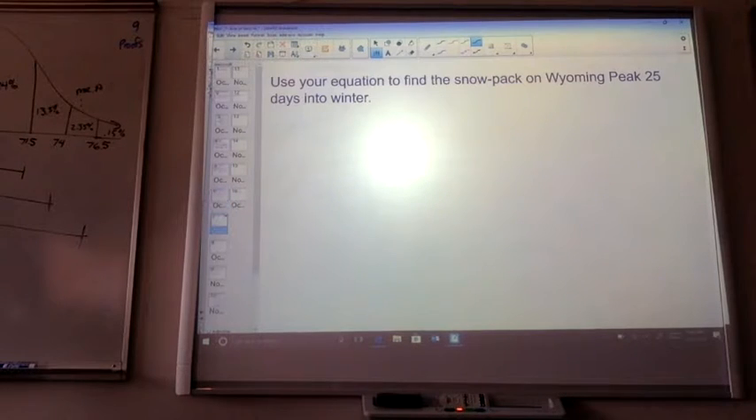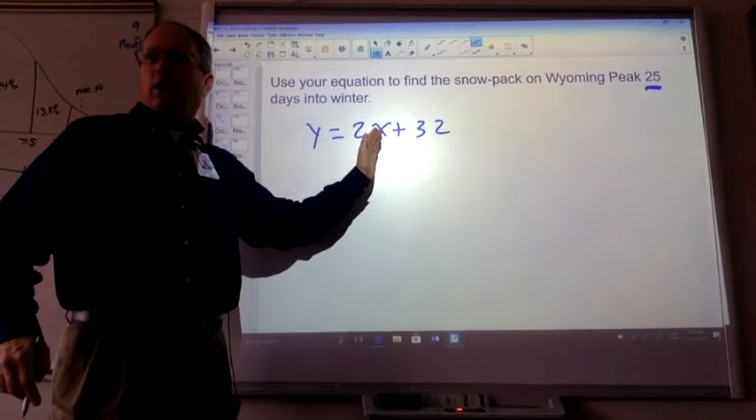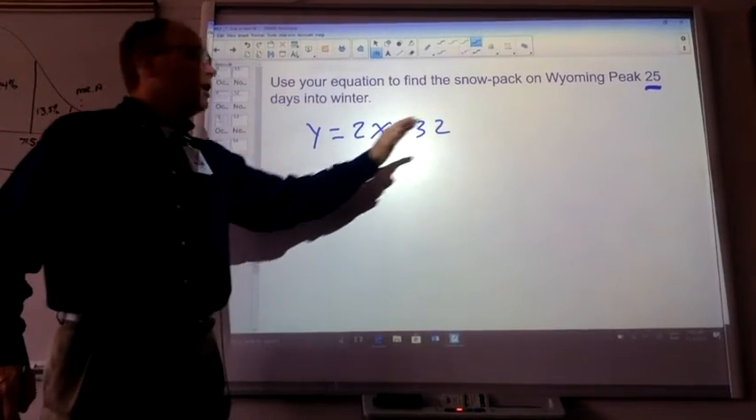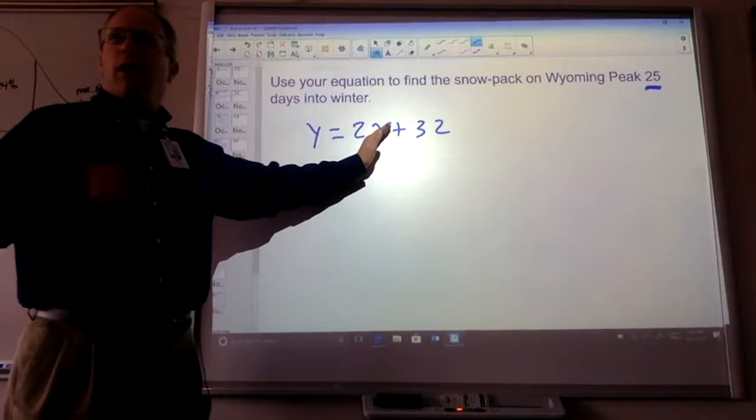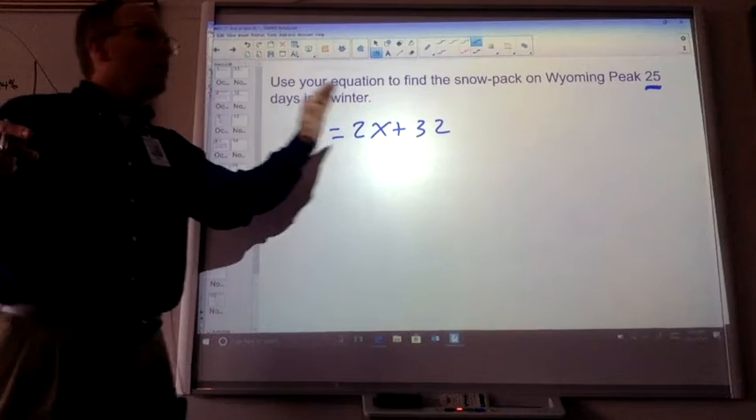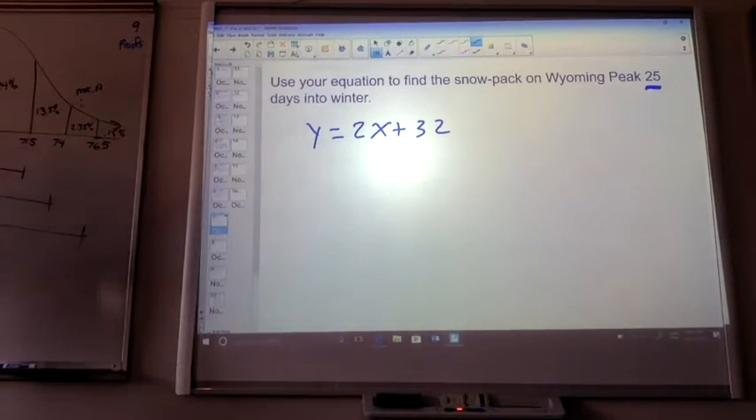Let's see. How are we doing? Use your equation to find the snowpack on Wyoming Peak 25 days into winter. What was my equation again? Y equals 2x plus 32. So we want to know 25 days into winter. If I plug 0 in here, that's our y-intercept, 32 inches. If I plug 1 in here, that's the next day, and 2 would be the day after, and so on. But we want to do 25 days into winter.